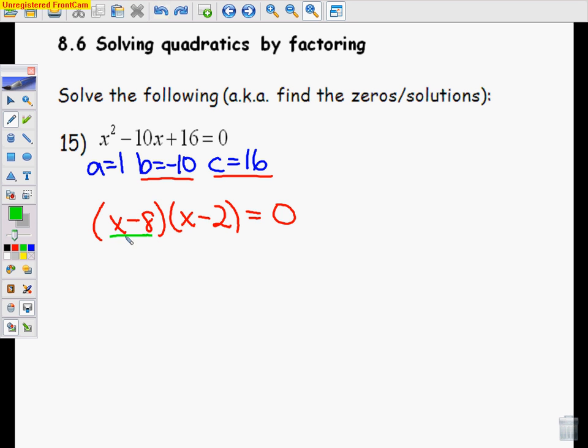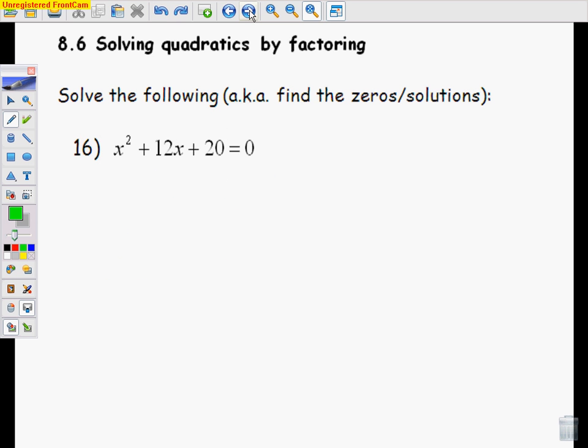So what makes this parentheses 0 here? Well, the value would be positive 8, so x equals 8. What makes this parentheses equal 0? Well, x would have to be 2 there too. All right. Once again, 8 minus 8 is 0, so that works. And then 2 minus 2, that's 0. So those are your solutions. Okay, let's try one more, just to make sure.